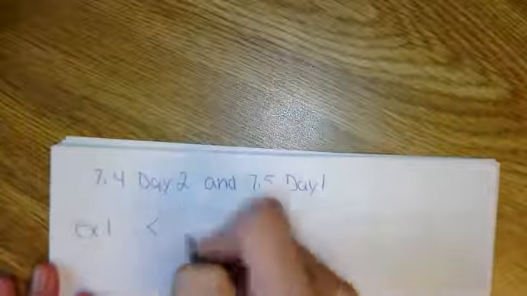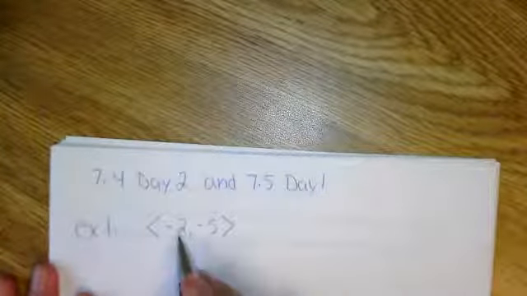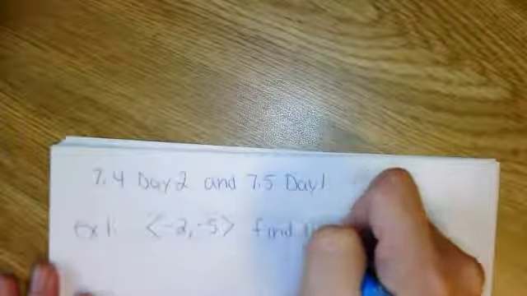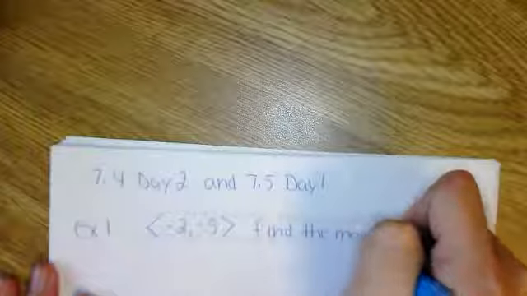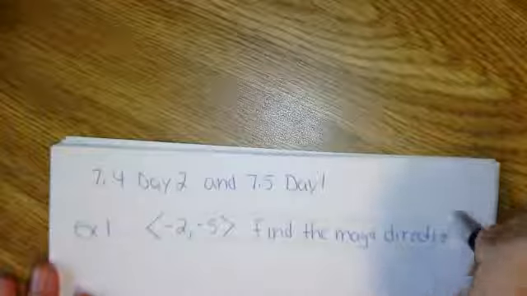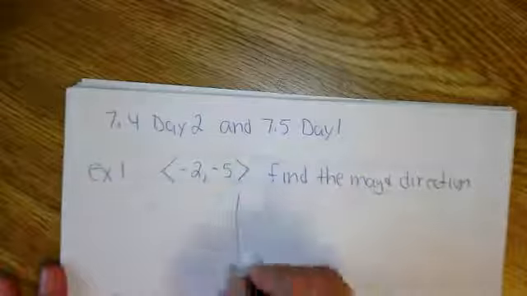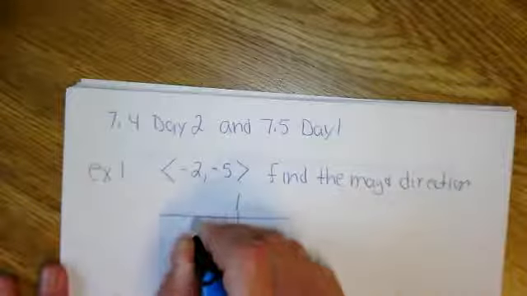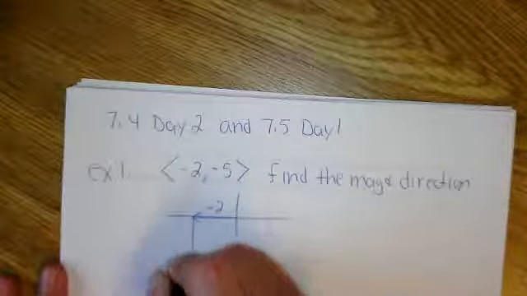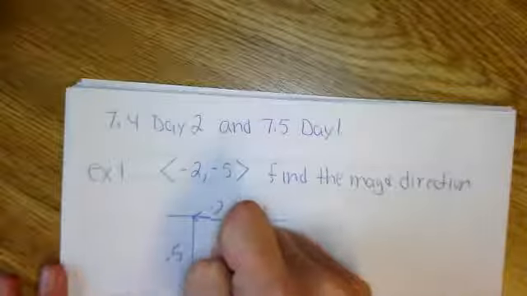If we have a vector with direction -2, -5, so that's our horizontal and our vertical components, can you find the magnitude and direction? So the two components that are making up our vector, left 2, down 5, and head to tail. So the vector we are looking at is in the third quadrant, right here.